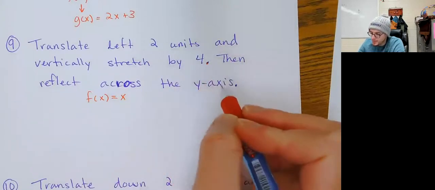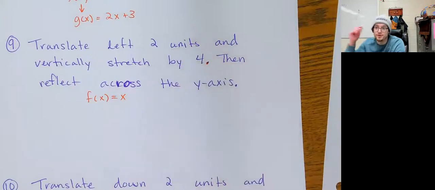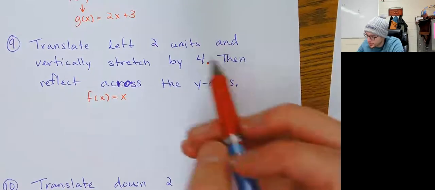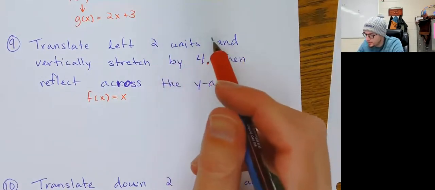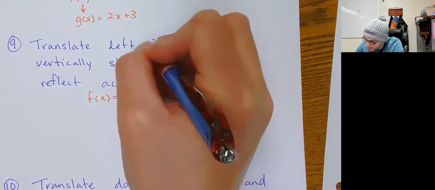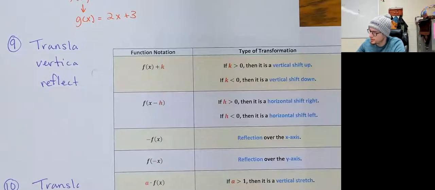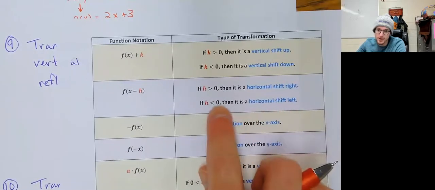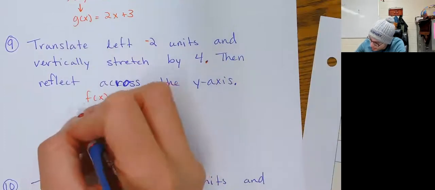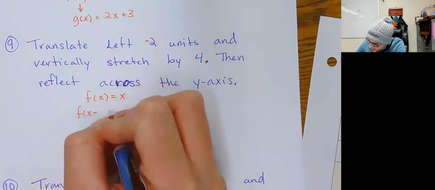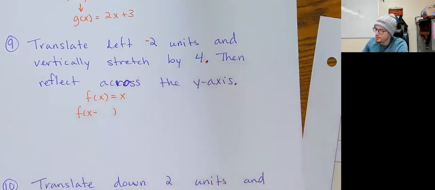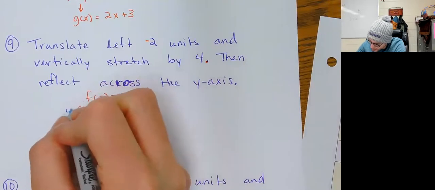Period. So that means we're going to do all of this stuff first. In the first sentence, we're going to do all of that first. So translate left 2 units and vertically stretch by 4. So left 2 units means this is going to be a negative because to the left means that h is less than 0, which means that's a negative 2. So we're going to have f(x) minus, and then we're also going to vertically stretch it by 4, and that means multiplying the entire outside by 4.